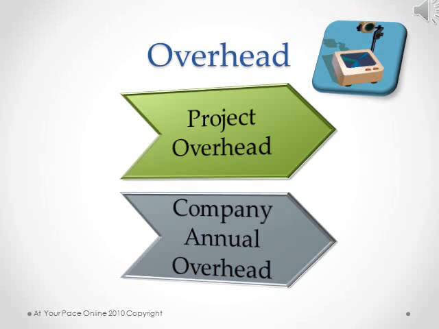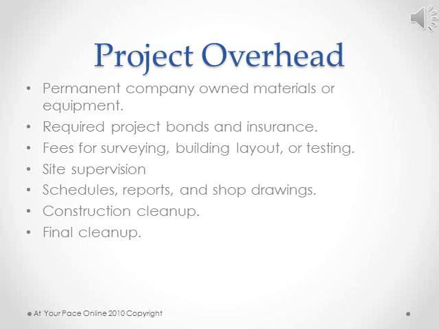So on the following slides we're going to discuss overhead, which is an immensely important aspect of project management in a real-world application. You have project overhead and company annual overhead. So project overhead, also referred to as soft costs. These are the costs that are directly related to the job but cannot be classed as labor or materials. They consist of permanent company-owned materials or equipment, required project bonds and insurance, fees for surveying, building layout or testing, site supervision, schedules, reports, and shop drawings, construction cleanup, and final cleanup.